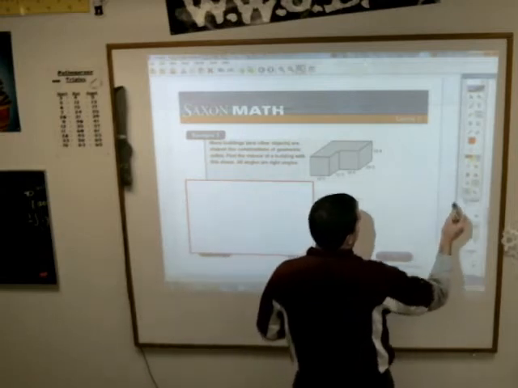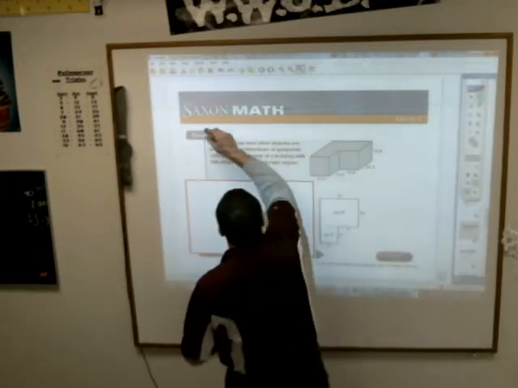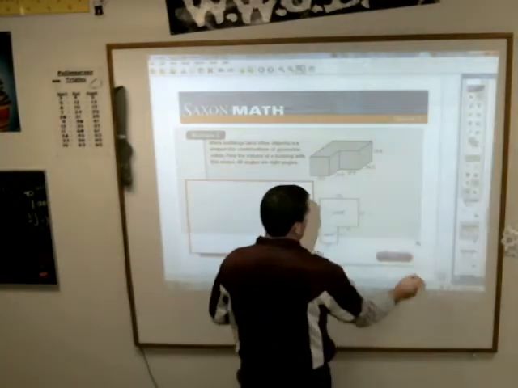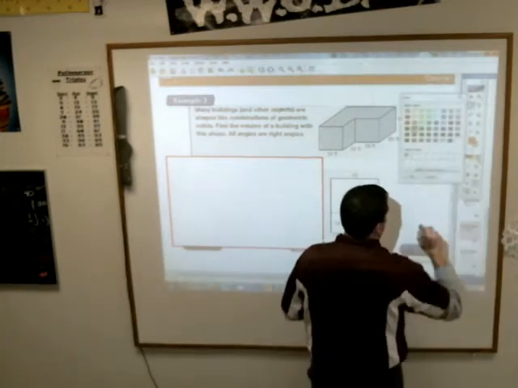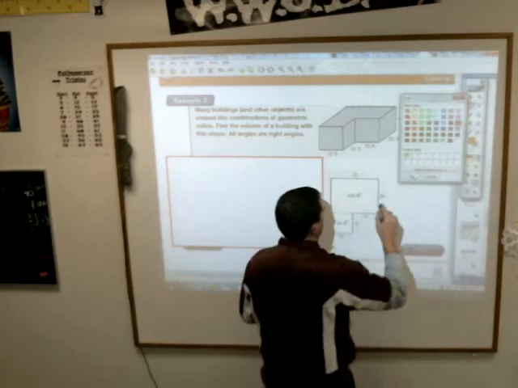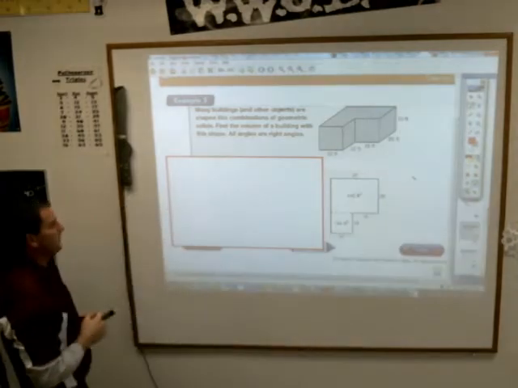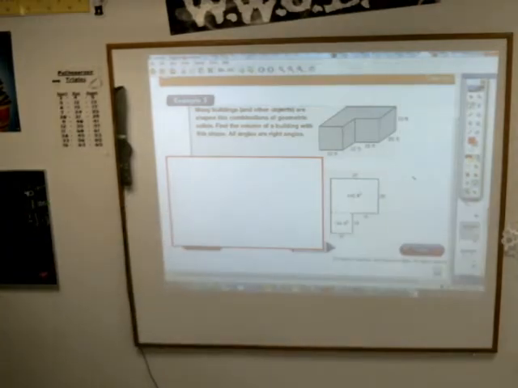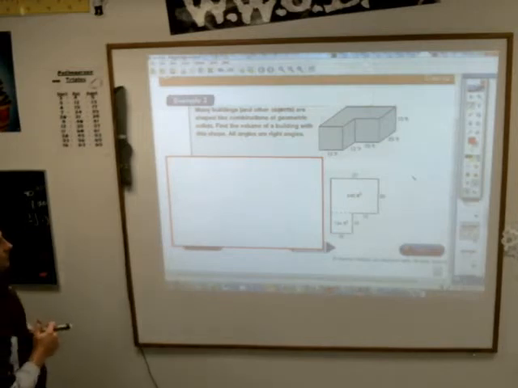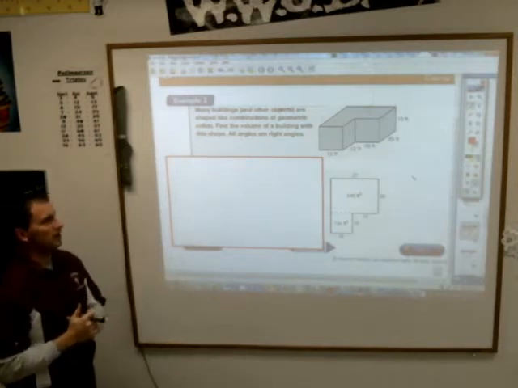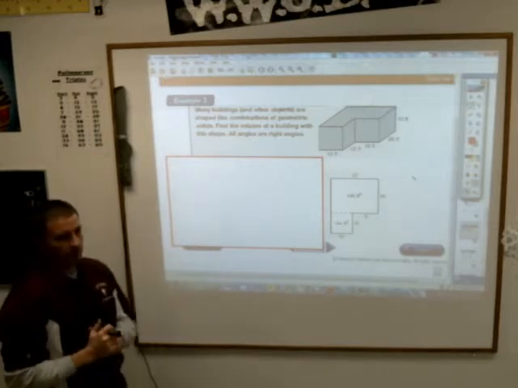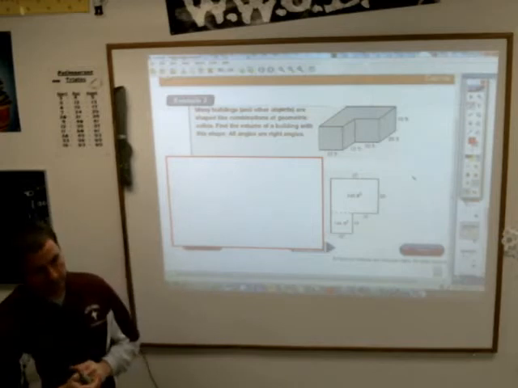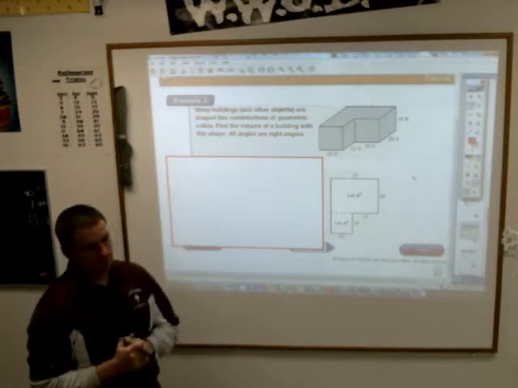Here we go, children. Take a peek at this problem here, and I will walk you through all the steps. You will become a volume expert in a short amount of time. Here's the problem. It says many buildings and other objects are shaped like combinations of geometric solids. Find the volume of a building with this shape. All angles are right angles. Okay? Now the first thing you're going to do with this is what? Shell hammer. Thank you very much.